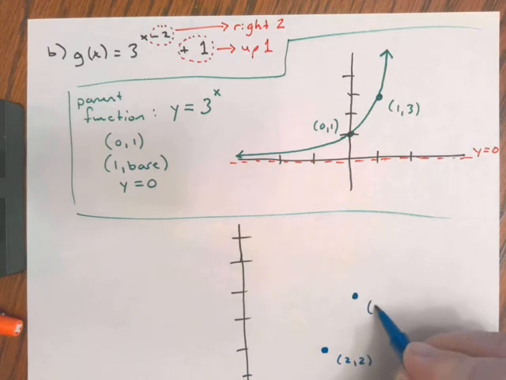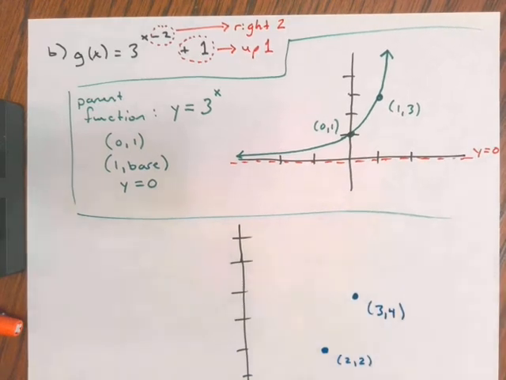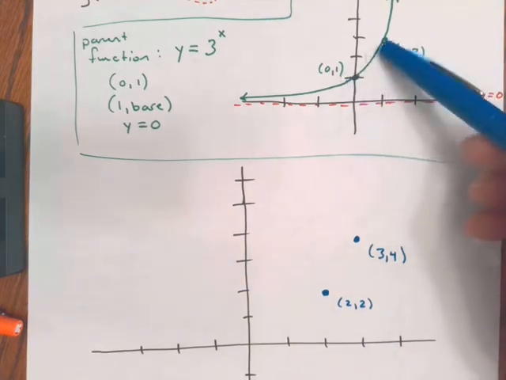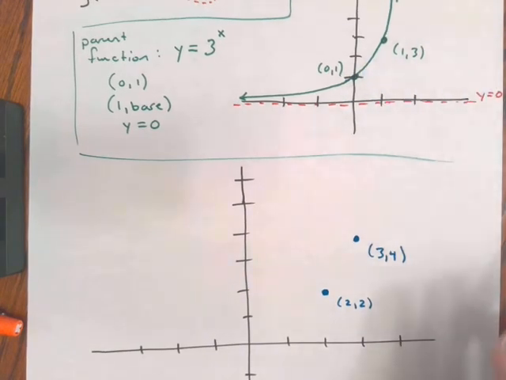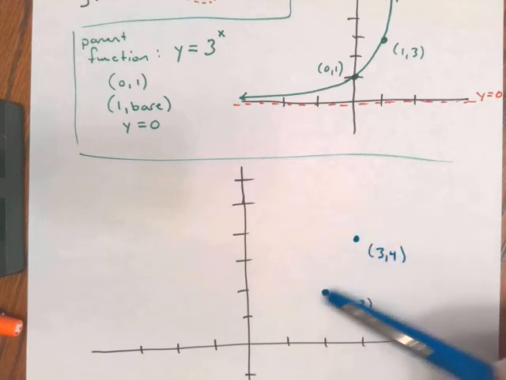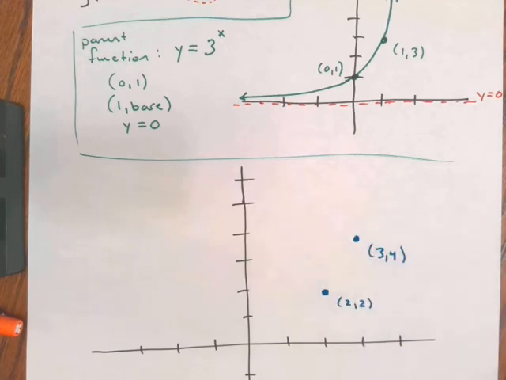That would be the point 3, 4. So taking those 2 points and sliding them up 1 and right 2, we end up with the 2 points that we're going to graph here and here.